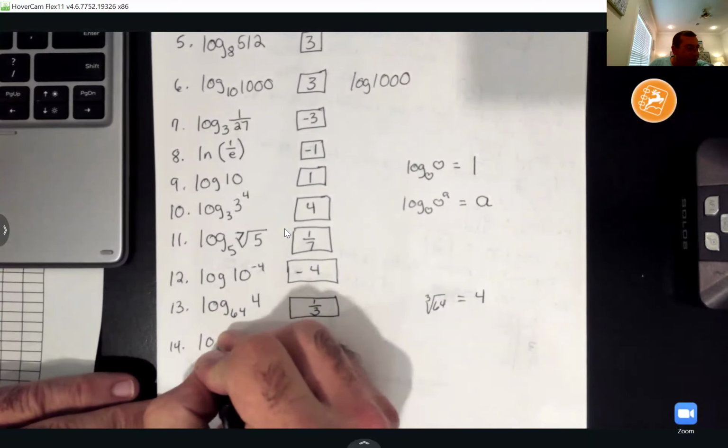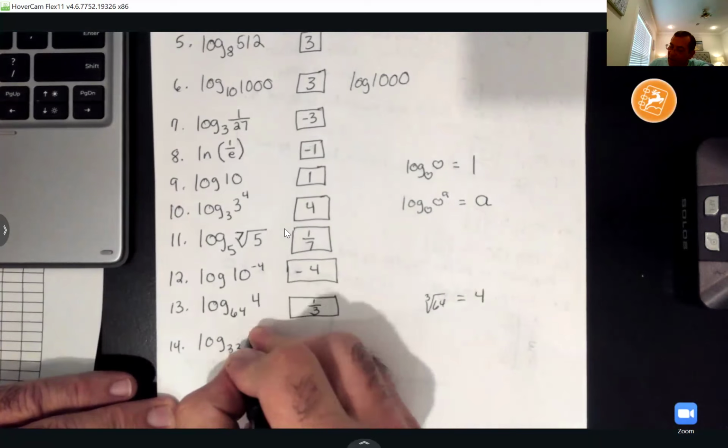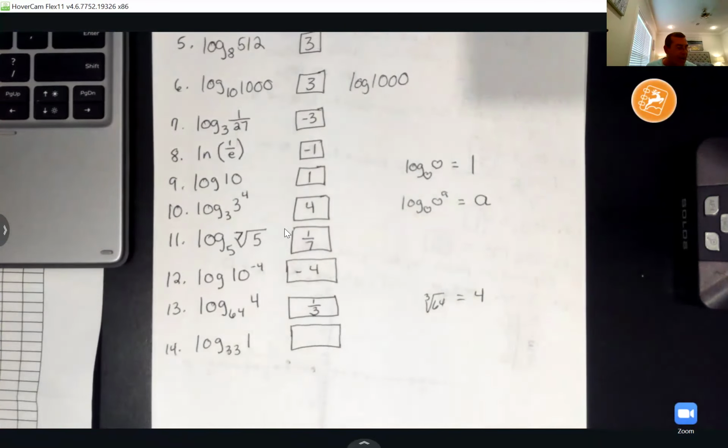All right, y'all. Log base 33 of a 1. All right, y'all should be quick on that one.